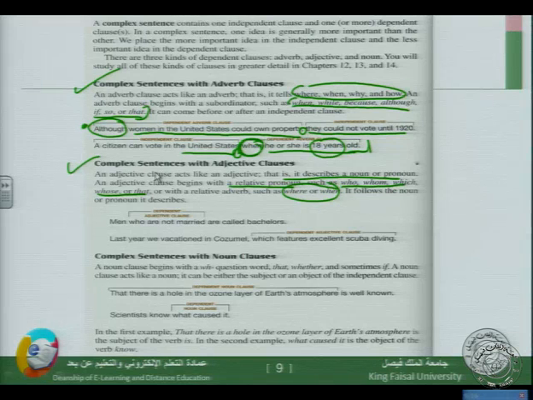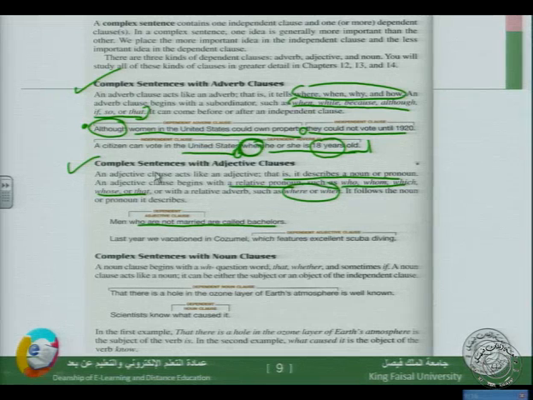نطلع على هذه الجملة. Men who are not married are called bachelors. Last year we vacationed in Cozumel, which features excellent scuba diving. لاحظوا الآن. Men who are not married are called bachelors. هذا dependent adjective clause. Last year we vacationed in هذا dependent adjective clause.